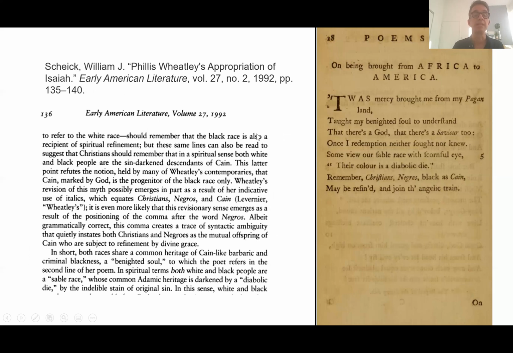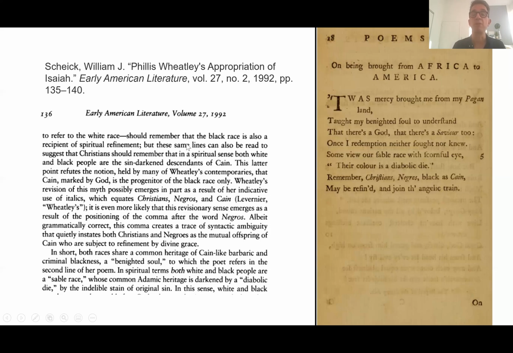And so he writes this, these same lines can be read to suggest that Christians should remember that in a spiritual sense, both white and Black people are the sin-darkened descendants of Cain. That is, everybody who's colored by sin, who labors under the burden of sin, is in some spiritual way a descendant of Cain, who murdered his brother Abel in the story from the Bible.